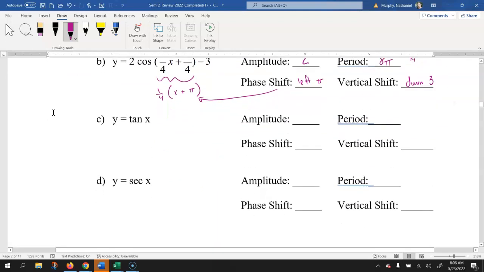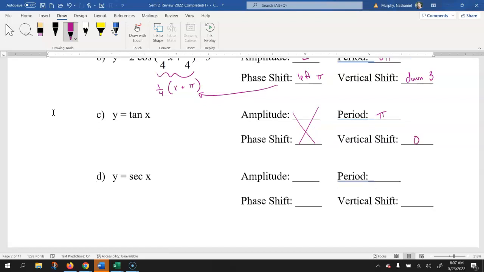All right, looking at C and D here. For the tangent function, there is no amplitude and phase shift for this one. So this one just has a period. It's just a basic tangent function, so it repeats itself every pi radians, and there is no vertical shift, so you don't have to worry about that.